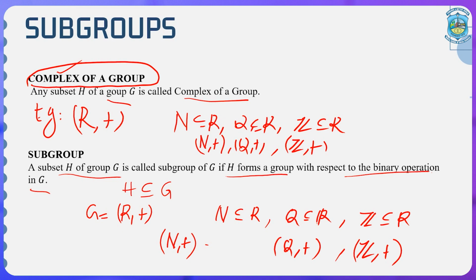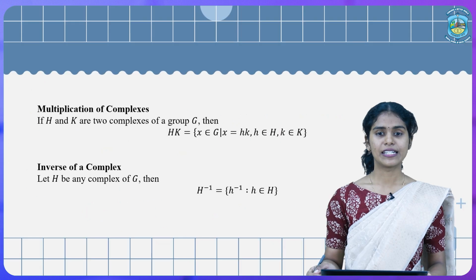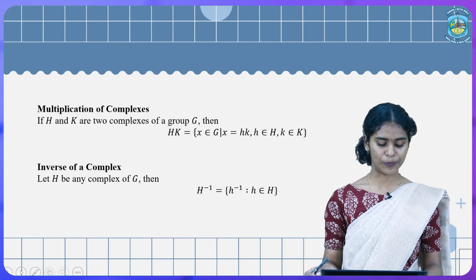So, what is the relation between complex of a group and subgroup? Every subgroup is a complex, but the converse need not be true. Example, we can see N plus, natural numbers with respect to addition. It is a complex of a group, but it does not become a subgroup because it itself is not a group. Now, we see the operations of complex.